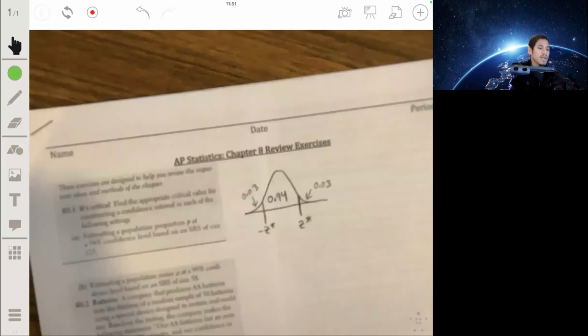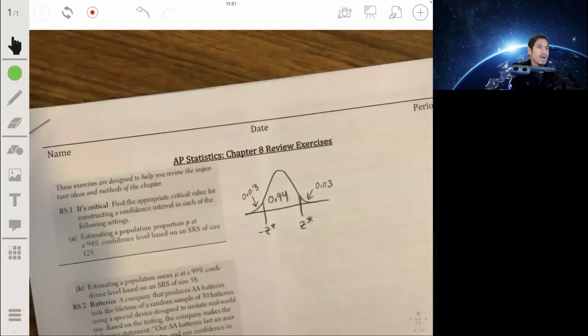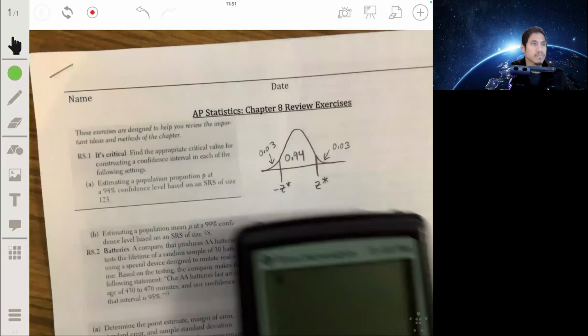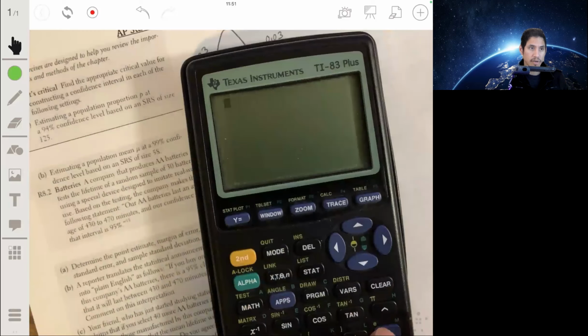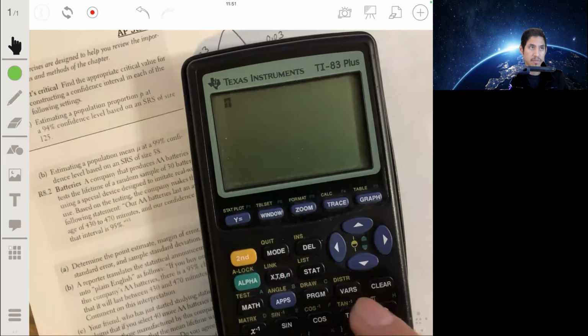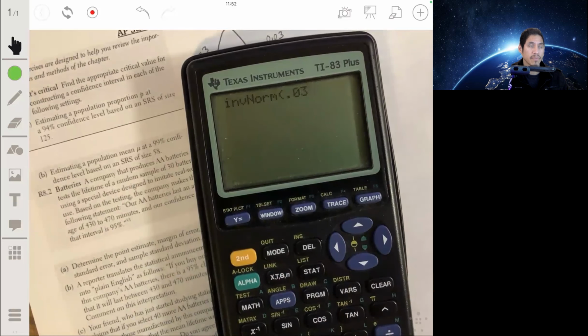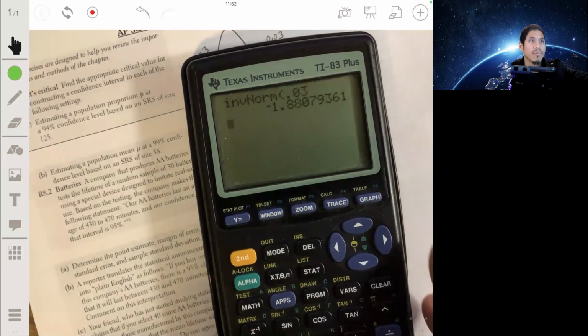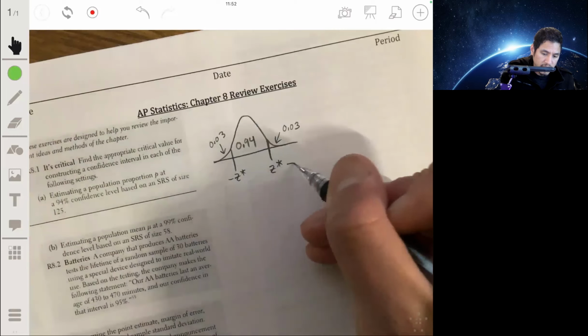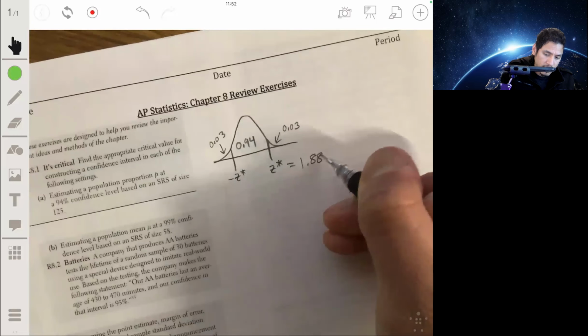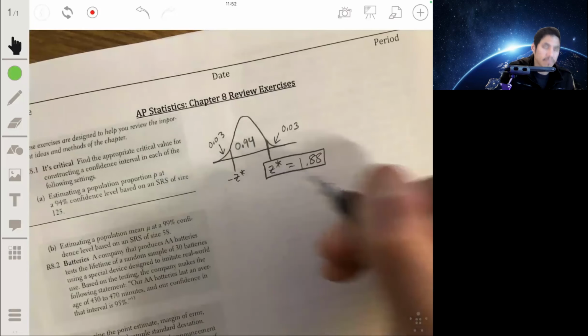Then we can just use our calculator to figure out the area with an inverse norm function. So we're going to press vars, but then we're going to want to go to distribution. So second vars, go down to inverse norm, and we type in the area to the left. So 0.03. And that'll give us negative 1.88. So that'll be our negative Z-star value, which means our positive Z-star value is 1.88. And that's our answer for that.